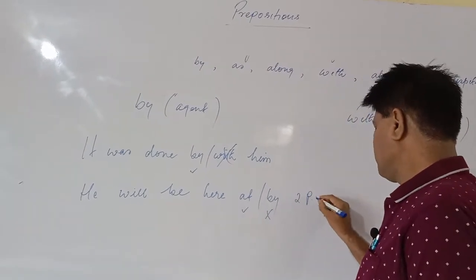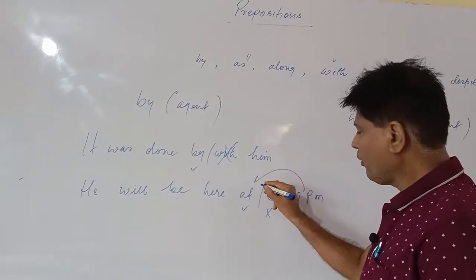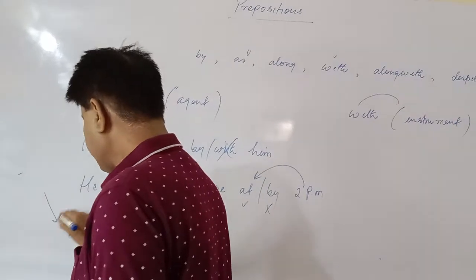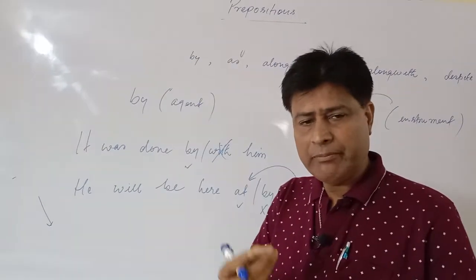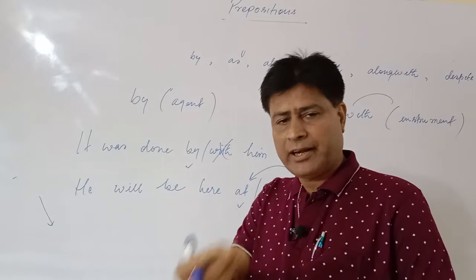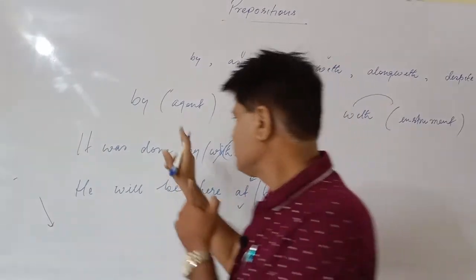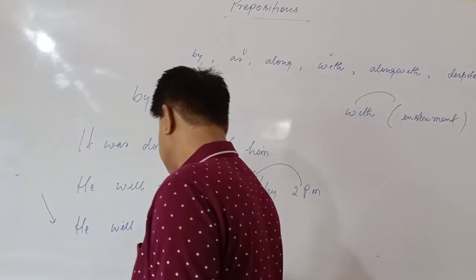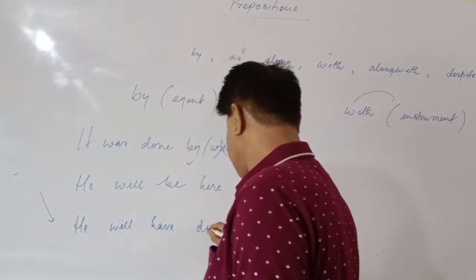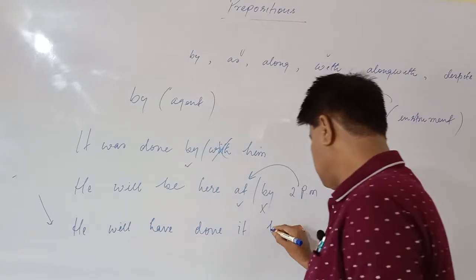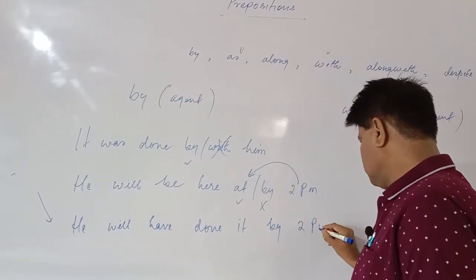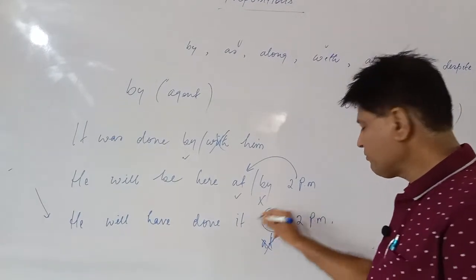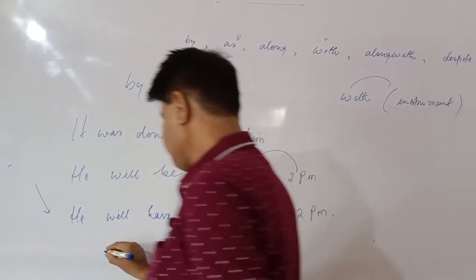2 p.m." In this particular time pointing you are using at, but when you have got an action which will be finished well before another action starts, then you have to use by. He will have done it by 2 p.m. In this sentence, at will not be correct, by will be correct for you, right?